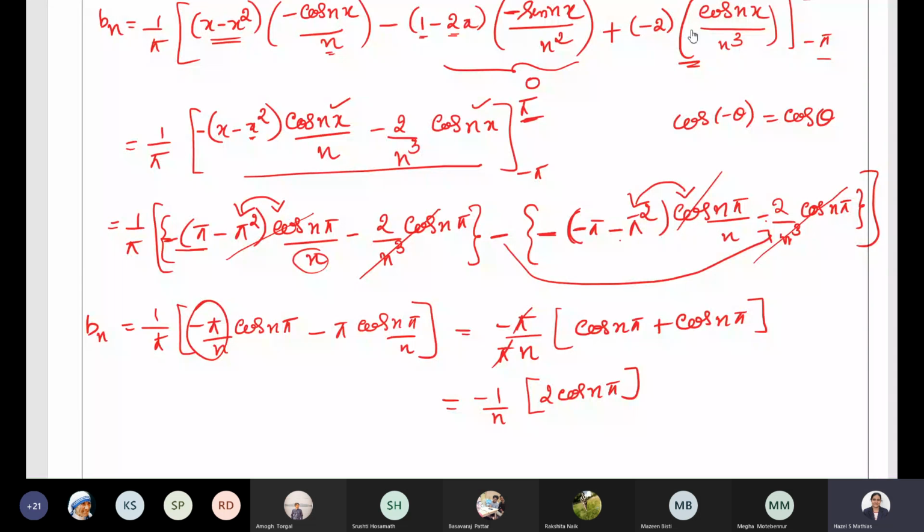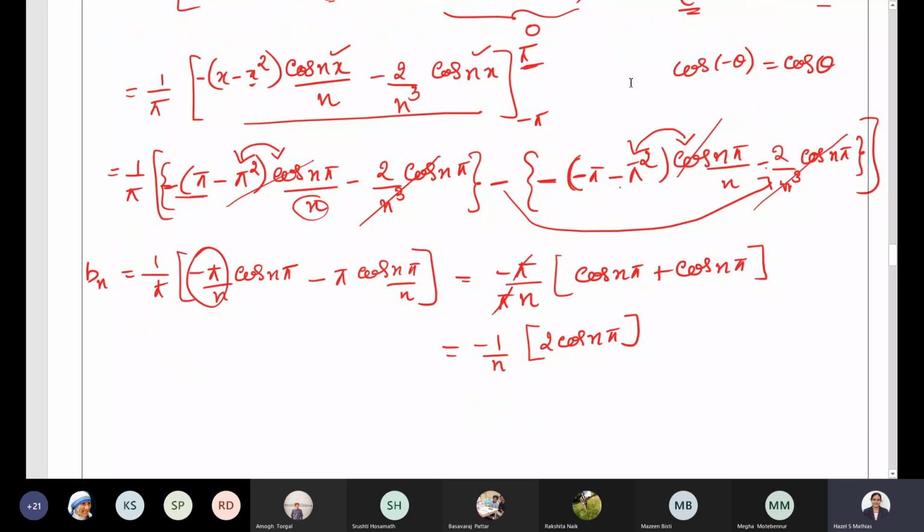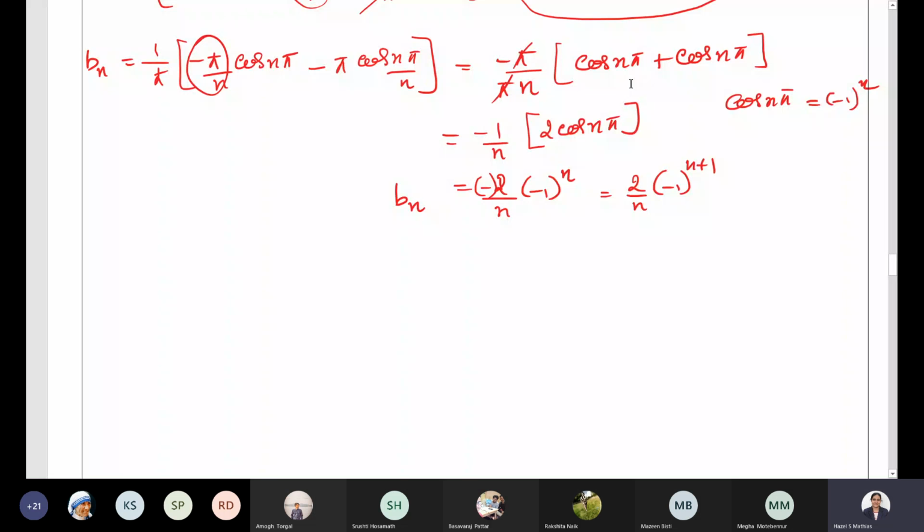Here the calculation is a little more, for that you need practice. You practice this question today. So what we have, cos n pi, you can replace it by minus 1 power n. So it will be minus 2 by n into minus 1 power n. Or else you can combine this minus sign and write it as 2 by n into minus 1 power n plus 1. So this is the value of bn. Practice this question. This is a little complicated when you find bn.